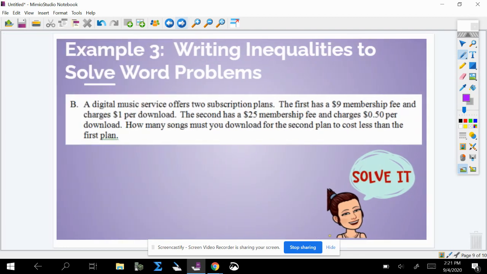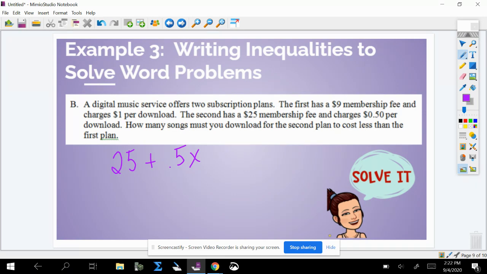Here's one that's similar with a musical download service. The first one, you pay $9, but then $1 every download. The second one, you pay $25 and then 50 cents every download. And the idea is, how many songs am I going to have to download for the second plan to cost less? So my second plan, the one that costs $25, but 50 cents for every download, so 0.5 for every download.